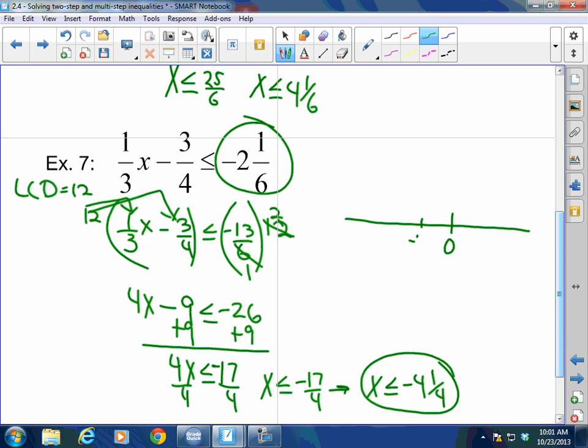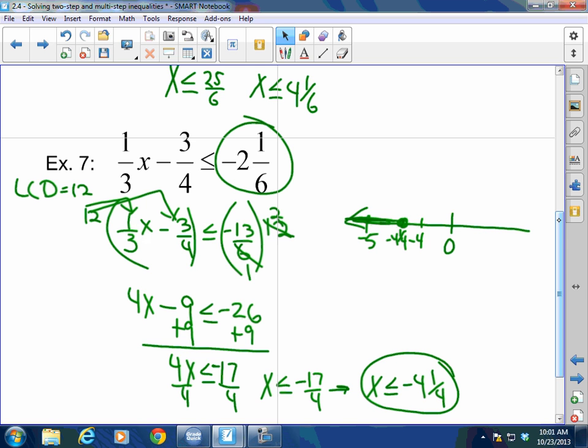Negative 4 and 1/4 is between negative 4 and negative 5. And it's about here. Negative 4 and 1/4. Closed circle. Less than, shaded to the left. Does that make sense, guys? Excellent.